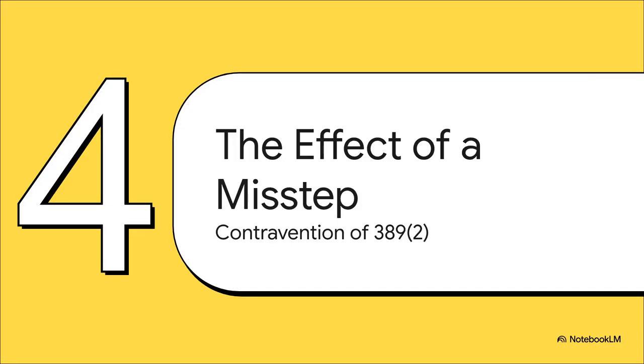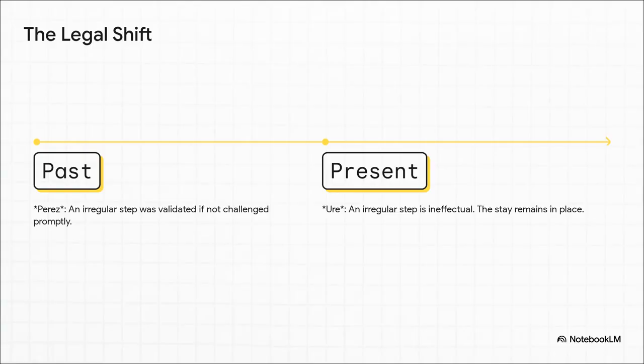What happens if a party just ignores that 2-year stay from Rule 389 Sub-Rule 2 and takes a step without getting a court order first? Well, the way the courts treat this now is a massive change from the old law, and you really need to know the difference. This slide really shows that crucial shift.